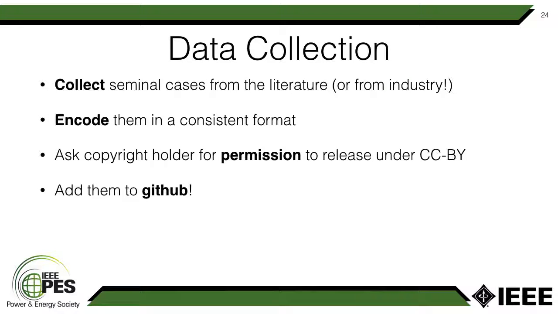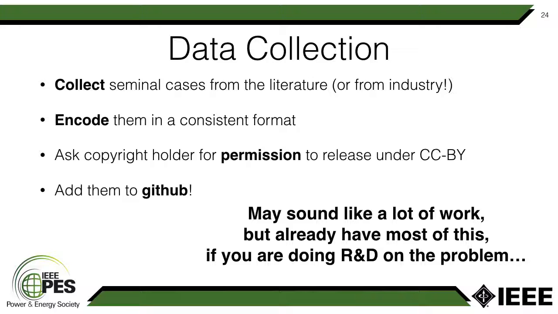Once you've picked your problem and you know your format, you can start data collection. You begin by collecting small seminal cases from the literature, but if you really want to get ambitious, you could try to get some real data from real industry. You encode that into some kind of a consistent format, which was selected already, and you ask the copyright holder for permission to release this new version under Creative Commons by. Once you've gotten all those steps, you're ready to publish it on GitHub.